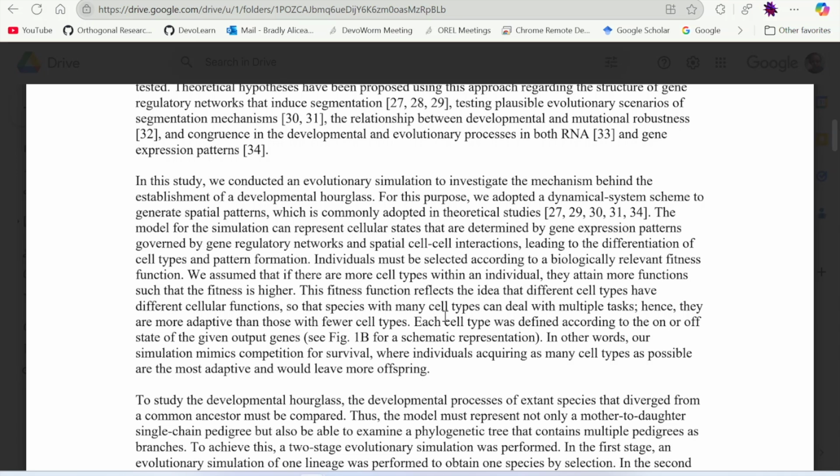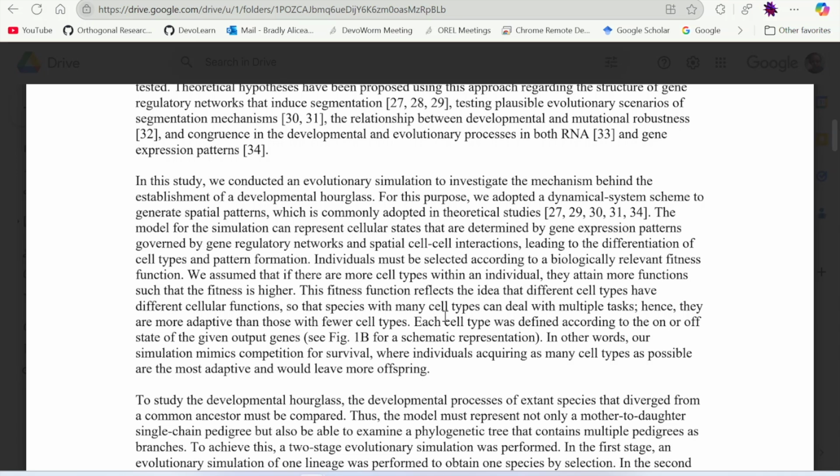Individuals must be selected according to a biologically relevant fitness function. We assume that if there are more cell types within an individual, they attain more functions, such as the fitness is higher. The fitness function reflects the idea that different cell types have different cellular functions, so that species with many cell types can deal with multiple tasks. Hence, they are more adaptive than those with fewer cell types.